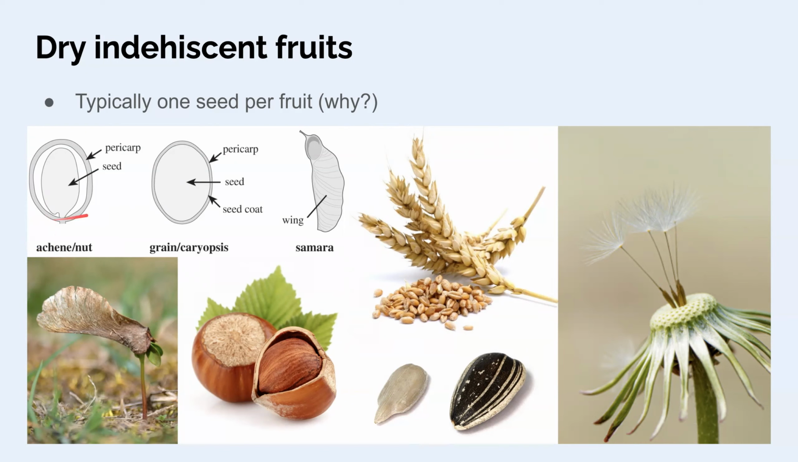This is pretty common. This one, on the next one over, grain, or more technical term, caryopsis, is particular to the grass family. So we do have a lot of grasses around. This is the kind of fruit that they make.